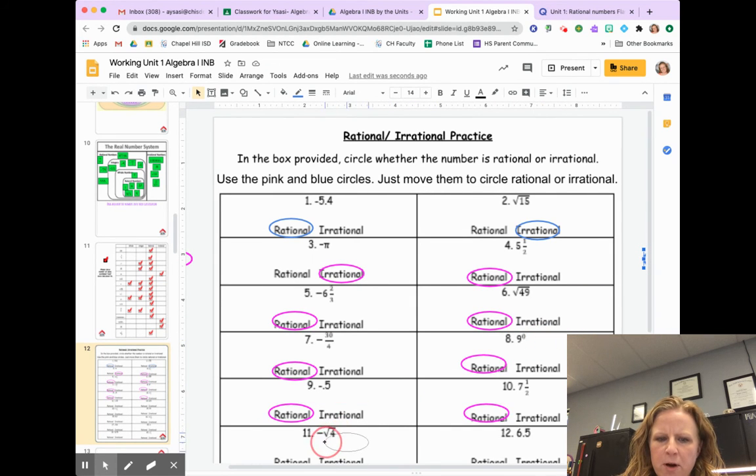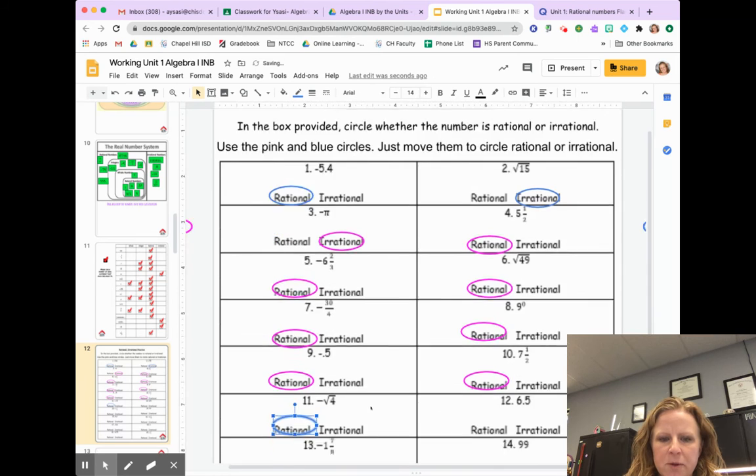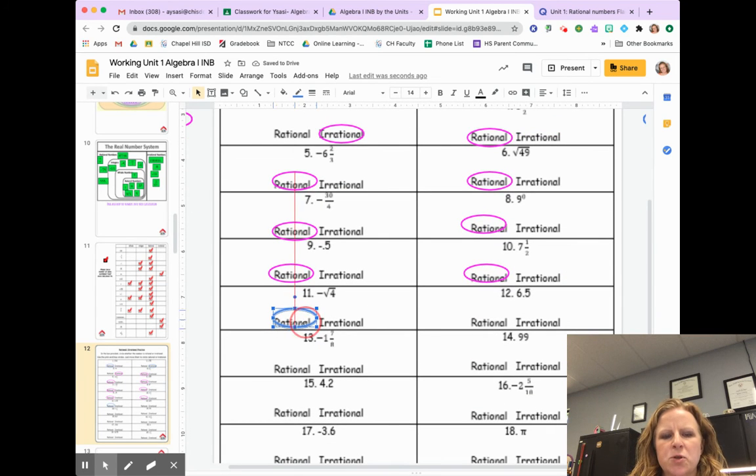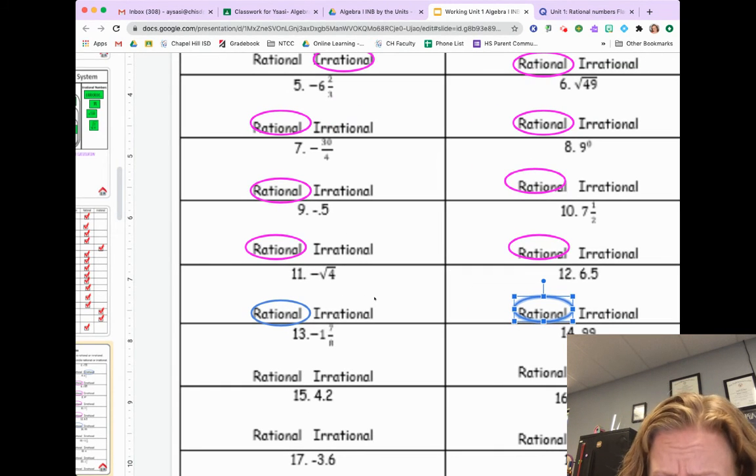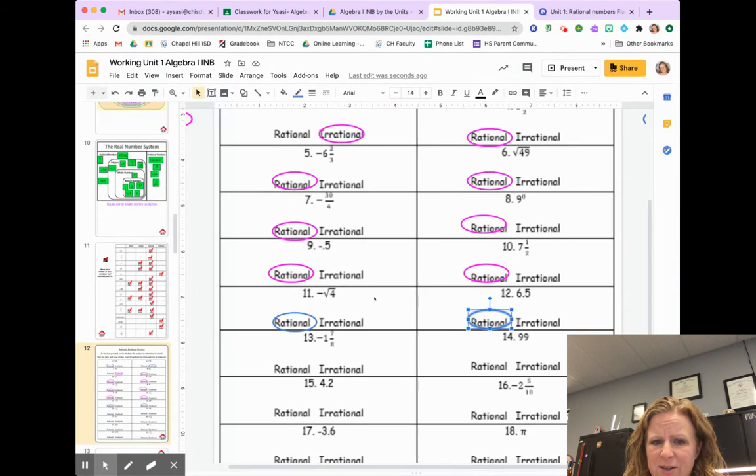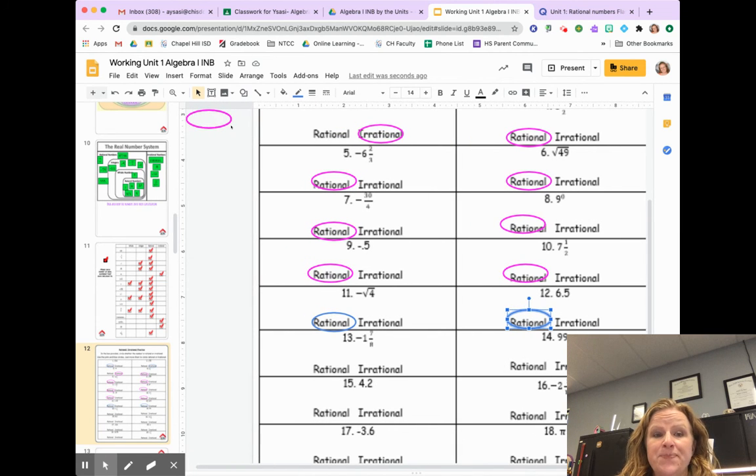Square root of 4. I guess it's negative square root of 4, but yeah, it's rational because that equals negative 2. Let's see. 6.5. Negative 7, negative 1, and 7. What do you think that is? What is it? I was like, is that pi? It almost looks like pi, though. We're going to say it's pi. Yeah, so that'd be irrational.